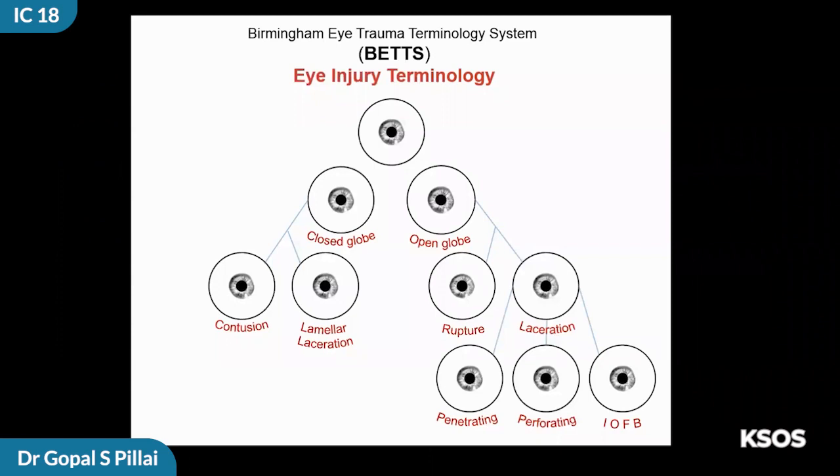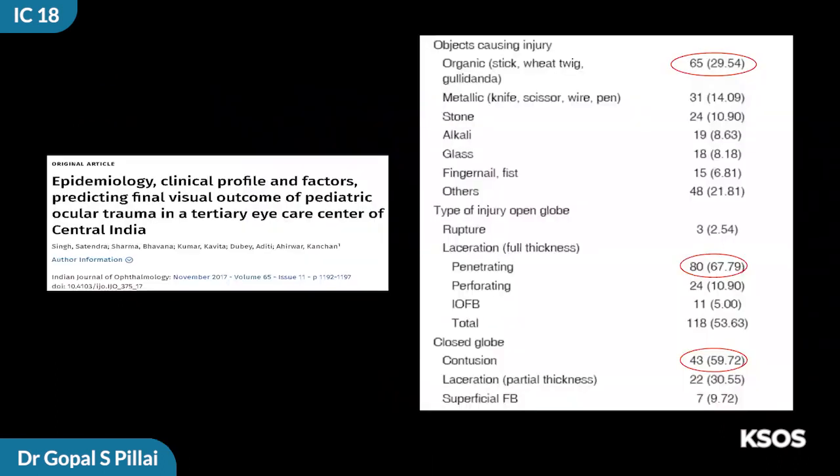So this is the BETT terminology classification: closed globe and open globe, contusion and lamellar laceration, rupture and laceration, penetrating, perforating, and IOFB, just for your remembering that. And then we will come to the epidemiology of pediatric trauma in central India.